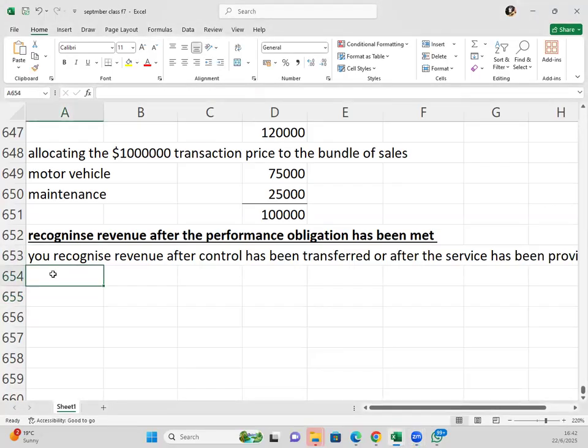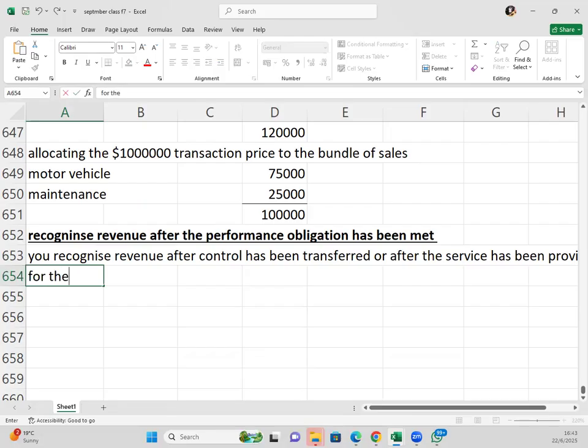In this case above, when do we recognize revenue? The recognition of revenue is different for motor vehicle and for maintenance. For motor vehicle, the revenue is recognized at a point in time.